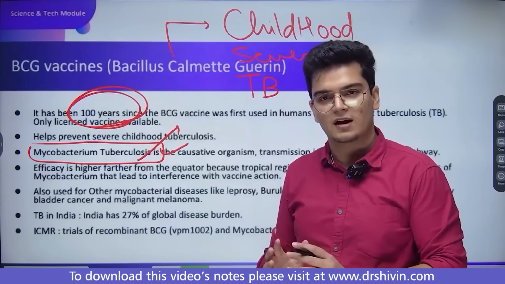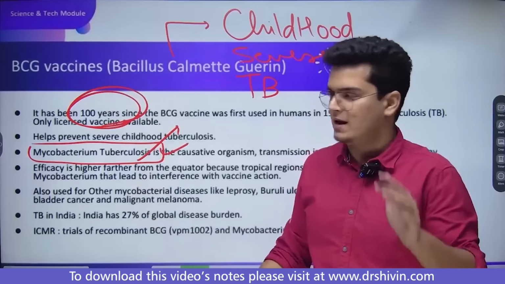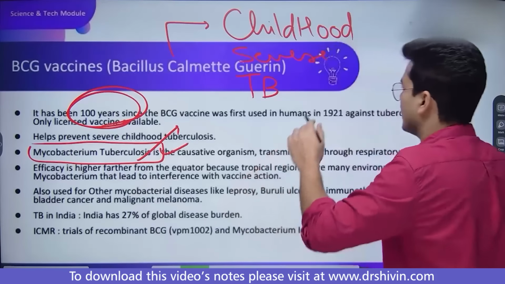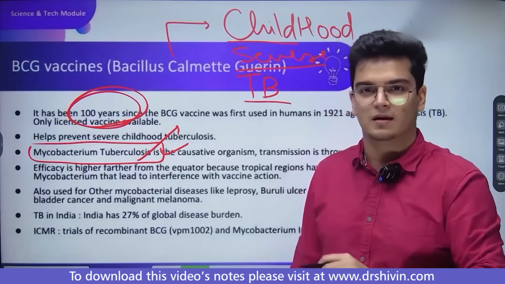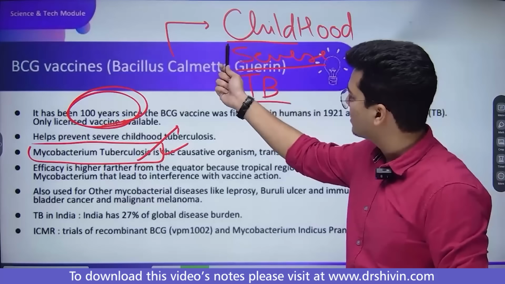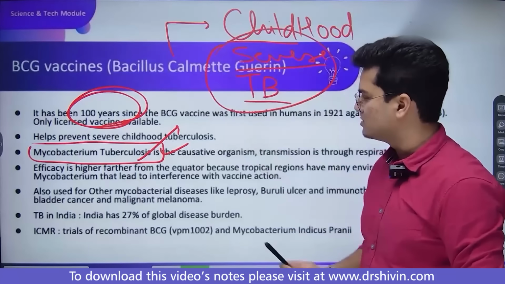BCG doesn't protect everybody from TB. It just protects children from severe TB. So it's possible that you get the BCG vaccine like we have all gotten and still get TB. But in childhood you will be protected from severe tuberculosis.